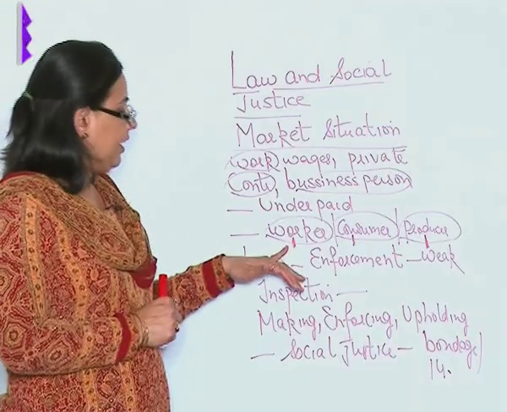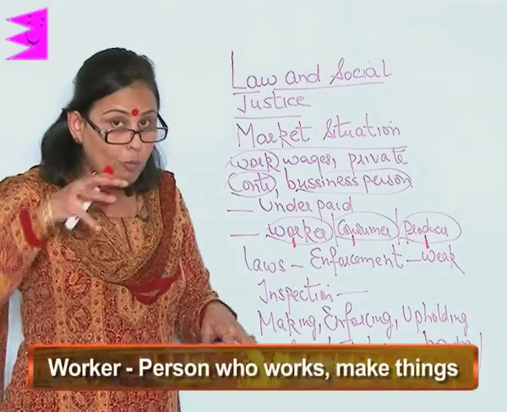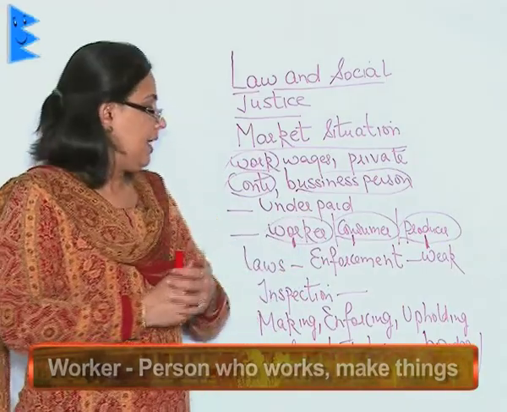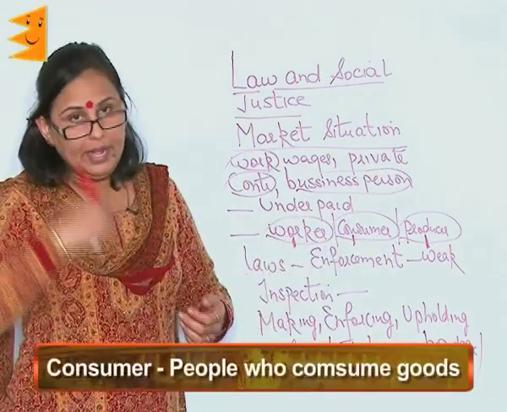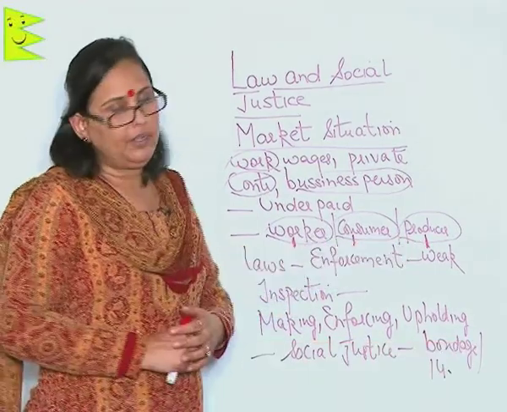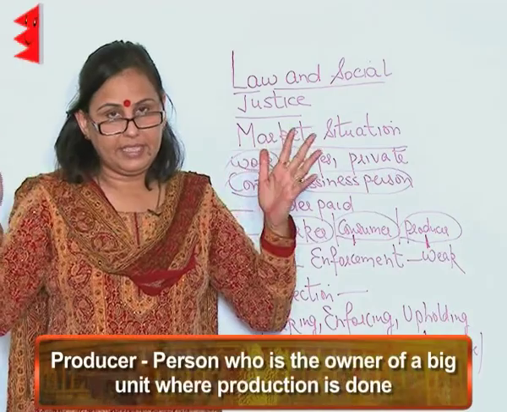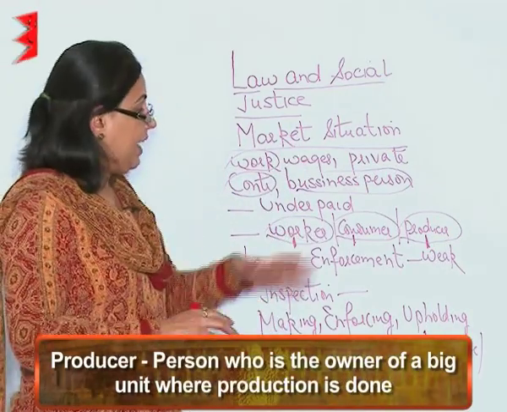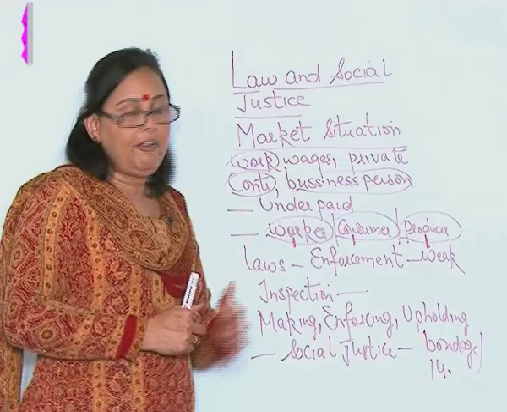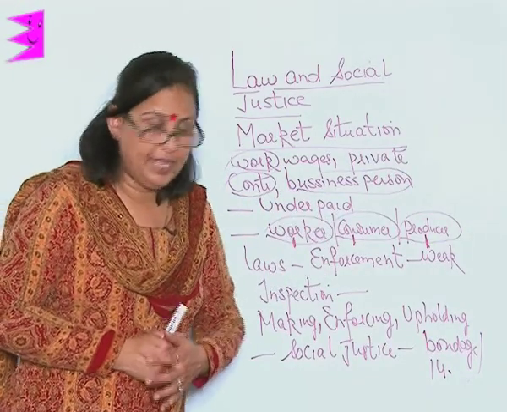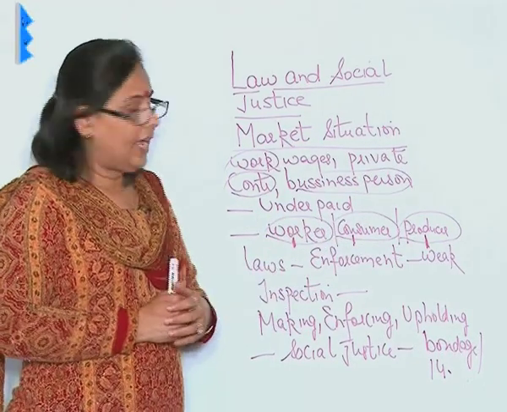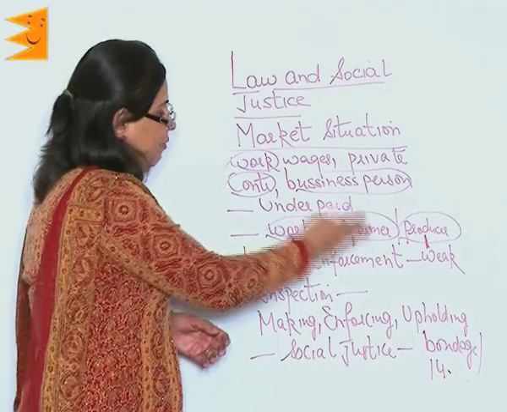As far as the worker is concerned, he is the person who works, who actually brings the product out. And then is the consumer, that is you and me, who consume it, who use it, who eat it. And the producer, the person who has all the assets and machinery, a big unit wherein the production is done. And the laws have to be made by the government to see that all three of them are protected, that nobody exploits any one of them.